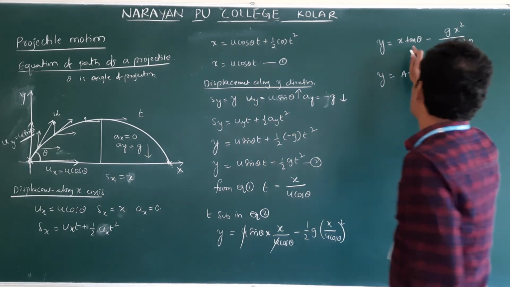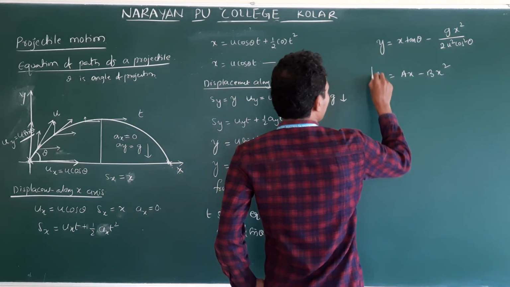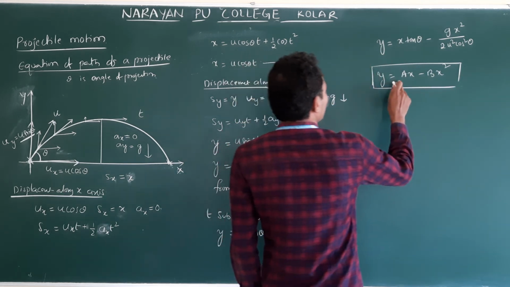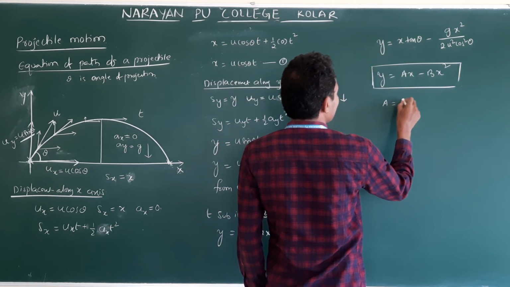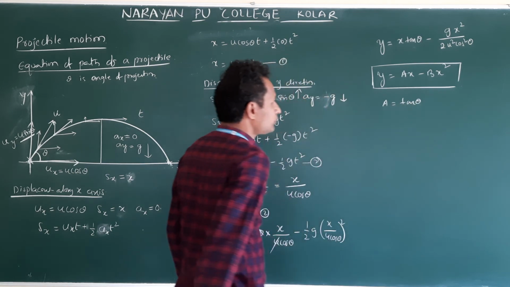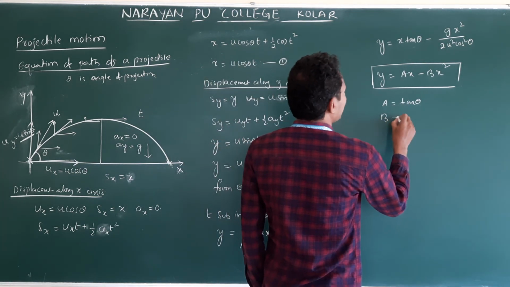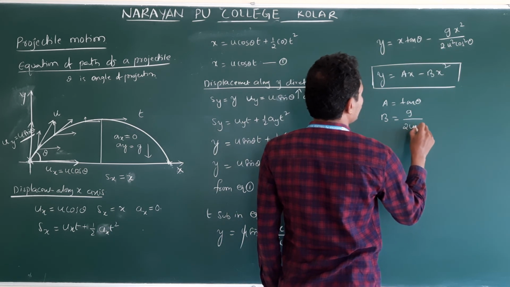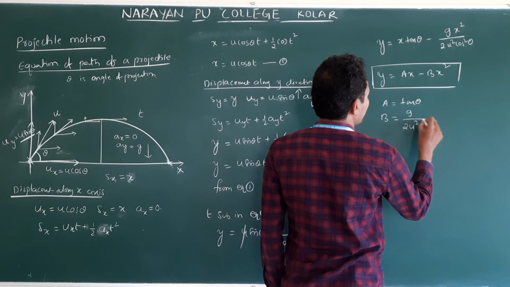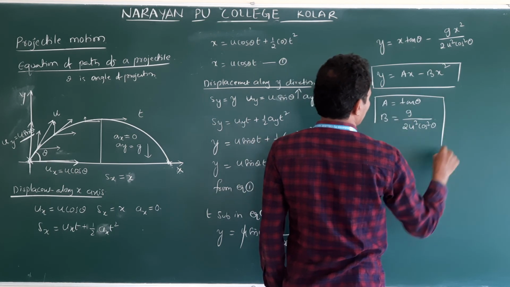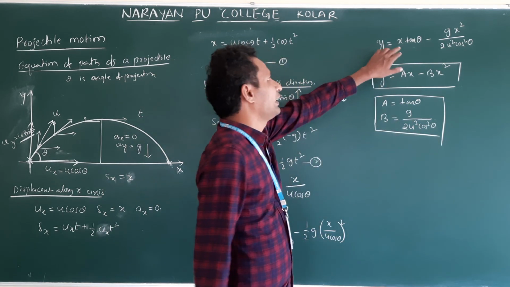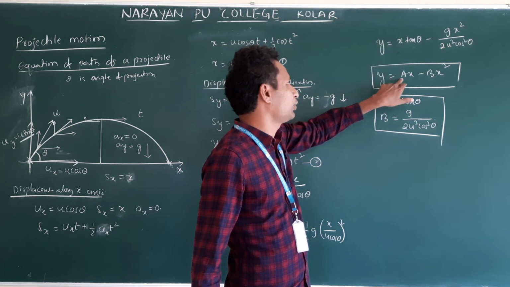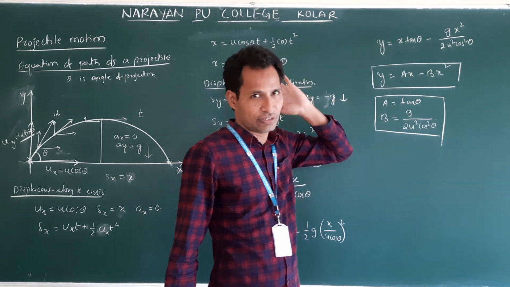Clear? So instead of writing this, I am writing the simple equation. To write the simple form, tan theta I consider as a, and b is what? G by 2 u square cos square theta. Clear? So you can write directly up to here, but to write in a simple way, we will write y is equal to ax minus bx square to understand the equation.